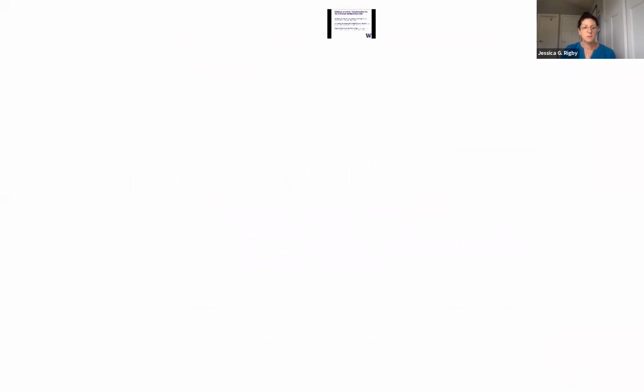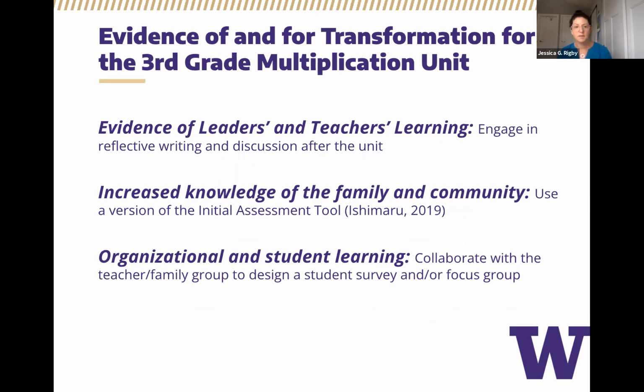And I'm doing all the computer things. So we have 3 ideas here around what they could do to see evidence of and for transformation, so that they're able to reflect on what they're doing and make changes as they are iterating on the work.